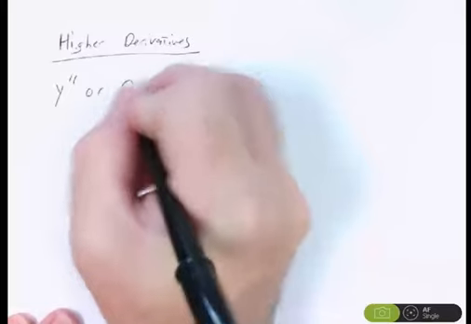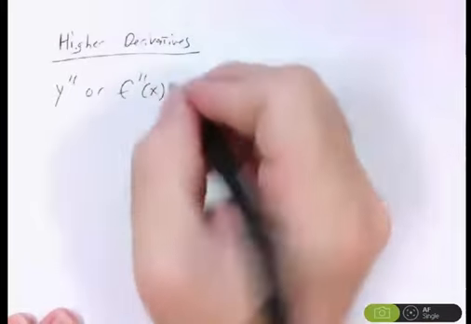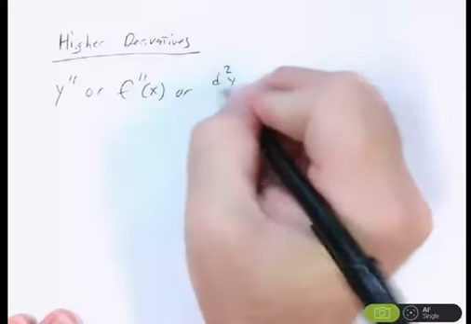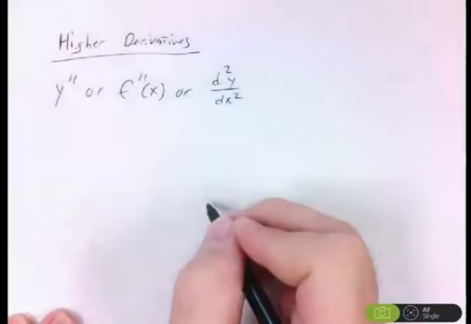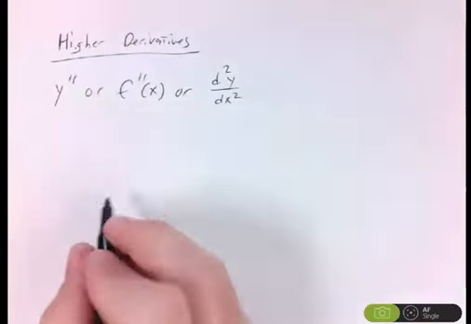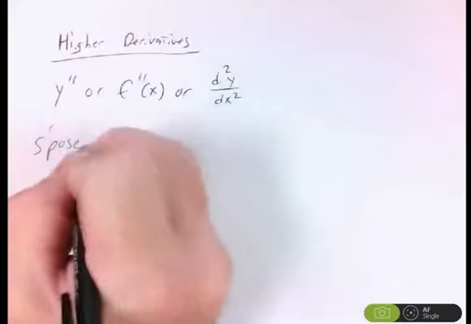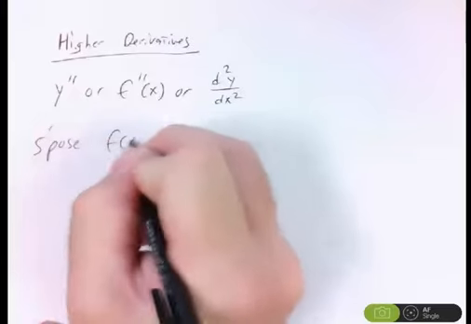So the notation for this, you'll see y double prime or maybe f double prime. Those are probably the most common. But remember, we did have dy dx for the derivative, so it could be d squared y over dx squared. That would also represent the second derivative.